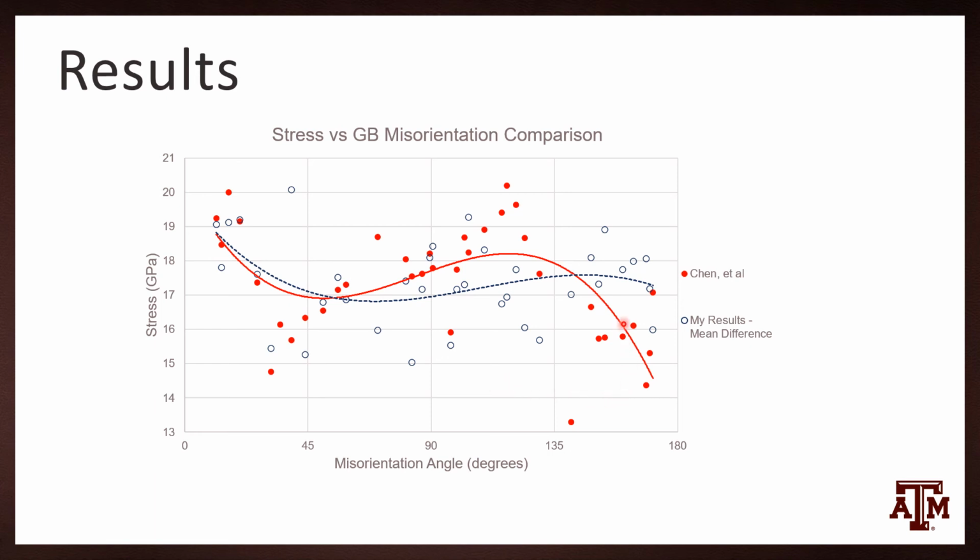Also, note that despite a difference in the trend on the right side of the graph, there is no danger of extrapolating the line further, since due to symmetry, there aren't unique misorientation angles past 180 degrees.